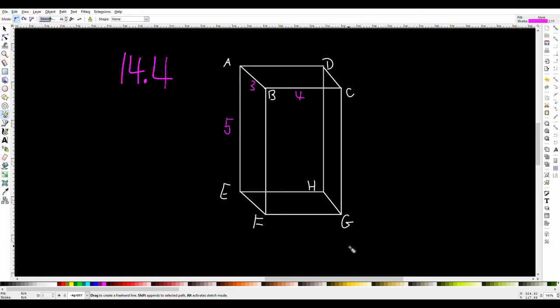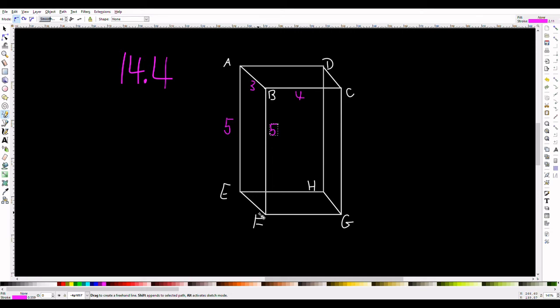Now, since we know it's a rectangular prism, we know that the bases are congruent rectangles. But since it's a prism, we know that all of the sides are parallelograms. And by definition, parallelograms have parallel sides of the same length. BF is parallel to AE, and therefore they have the same length of 5.